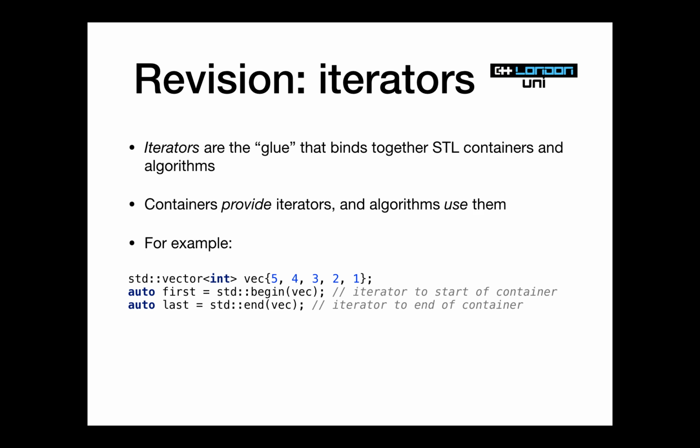So we obtain an iterator to the start of the container. We obtain an iterator to the end of the container. And then we pass these 2 iterators to an algorithm, in this case, std::sort. This means we're calling this function sort, and we want it to sort everything from the beginning of the container to the end, sort the whole container. So after this, all being well, the vector is going to contain 1, 2, 3, 4, 5.